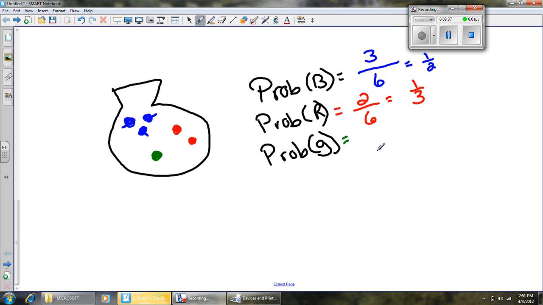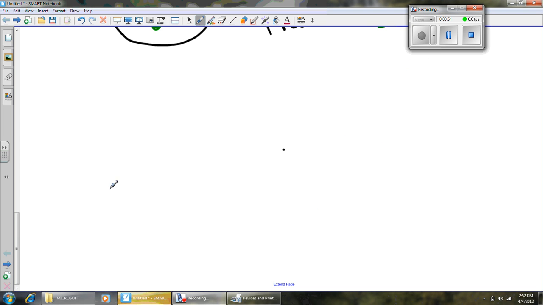All right, probability of getting a green at the start. There are 6 jelly beans in the bag. Only one of them is green. The probability is 1/6, which is already reduced. Okay, now let's look at a situation using the same problem.